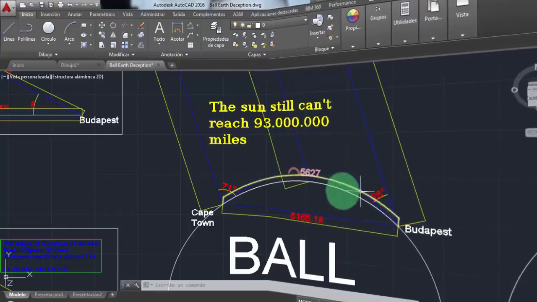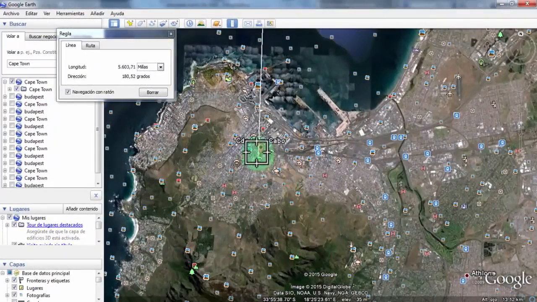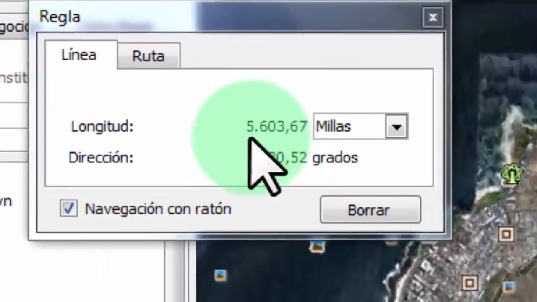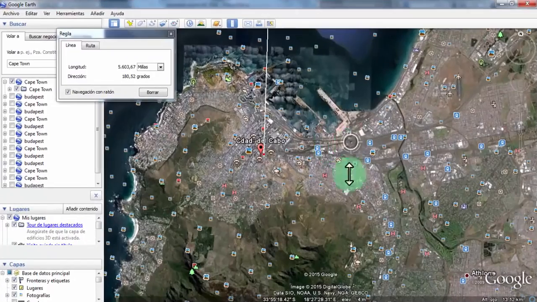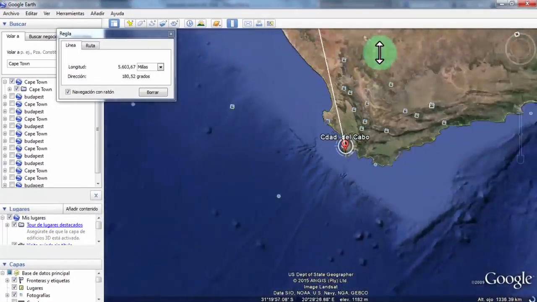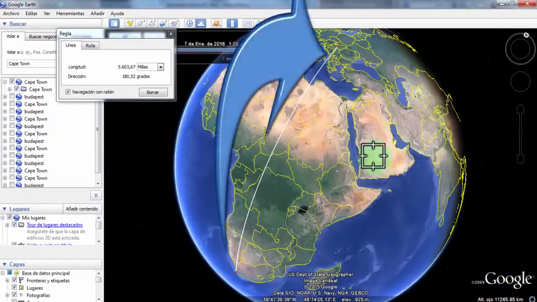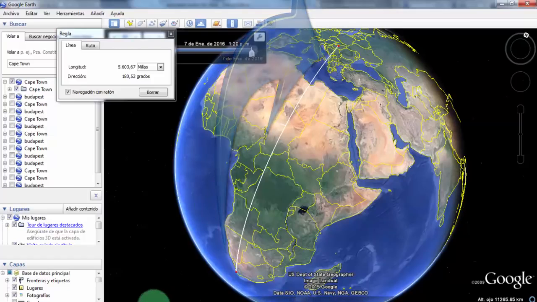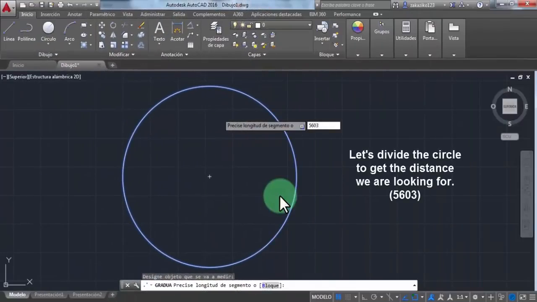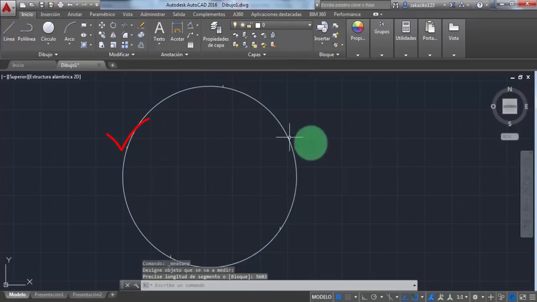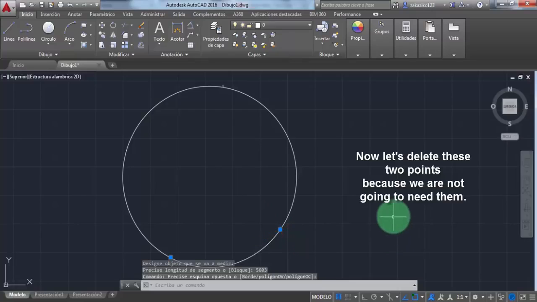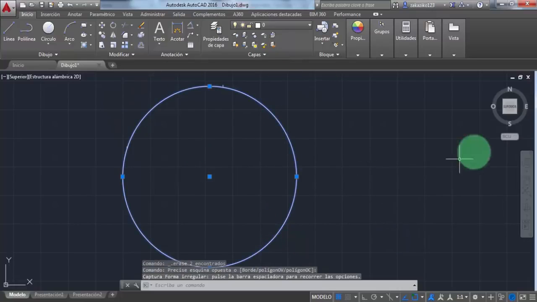Now let's go back to see the distance in Google Earth. So as you can see, the distance is 5,603 miles from Budapest to Cape Town. That is a good distance to do the math. Now let's go back to AutoCAD. Let's divide the circle to get the distance we are looking for, which is 5,603 miles. Now let's delete these 2 points because we are not going to need them.